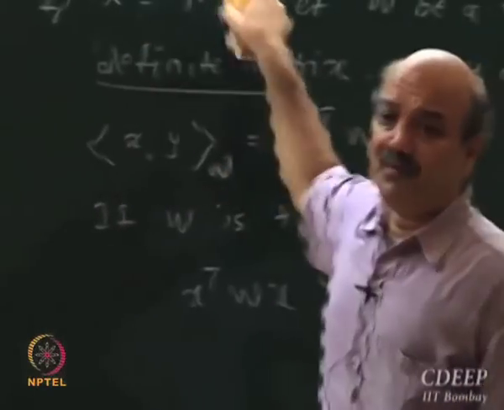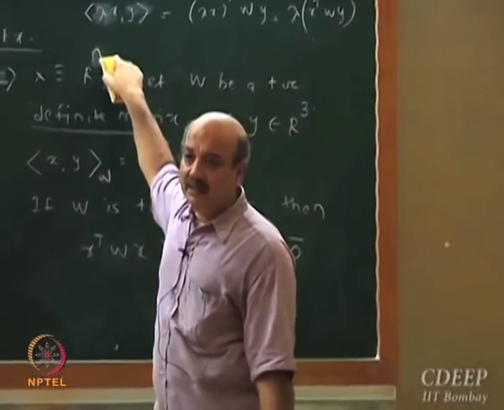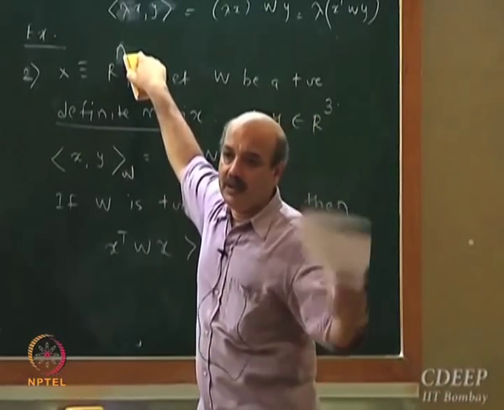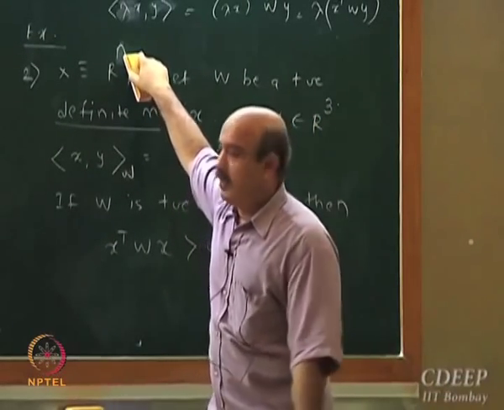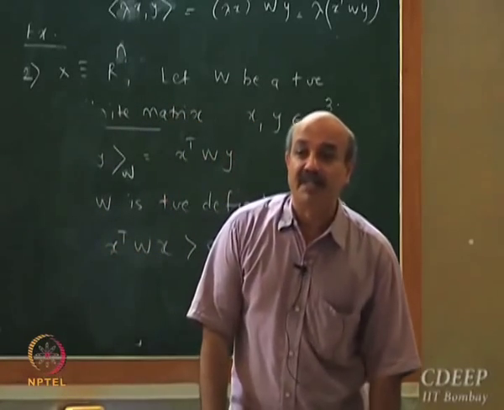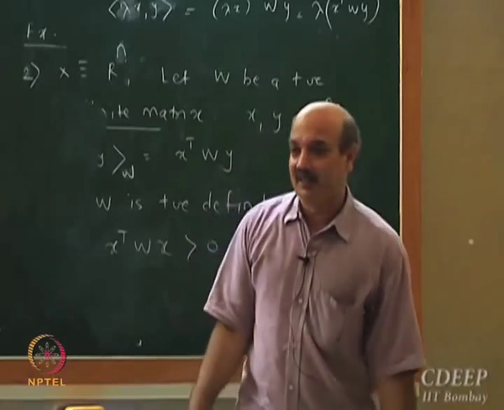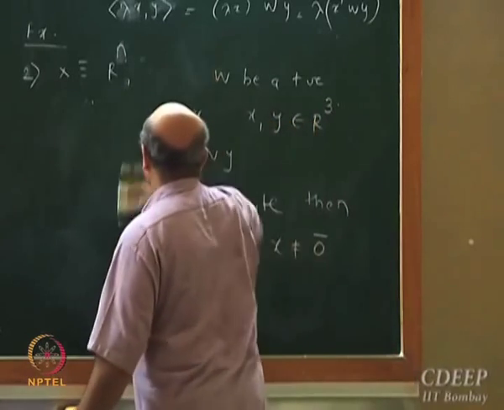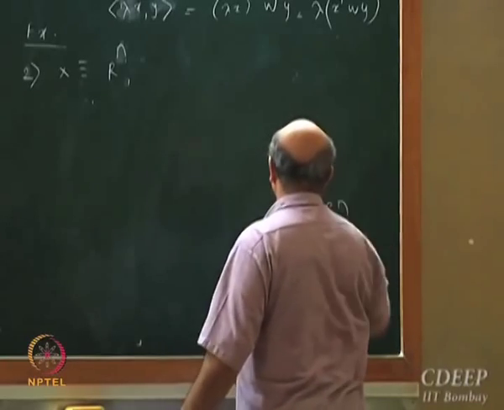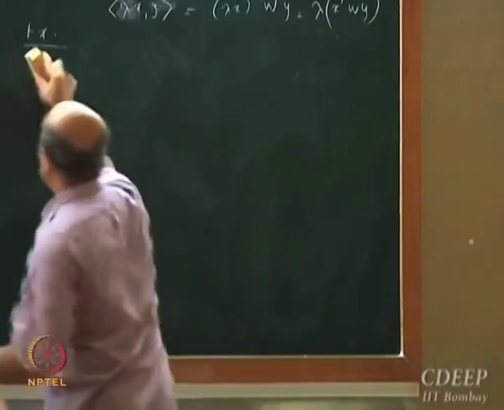So my second example would be Rn, or I can easily move to Cn, a complex valued n tuple, and so on, where the matrix there should be Hermitian, not symmetric positive, it should be Hermitian. But moving on from finite dimensional spaces, let me give you a third example.